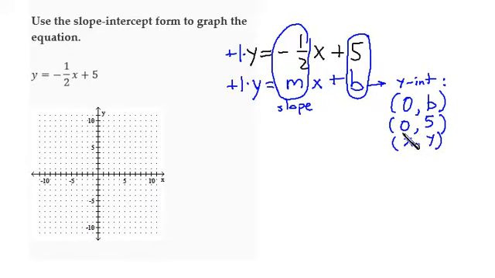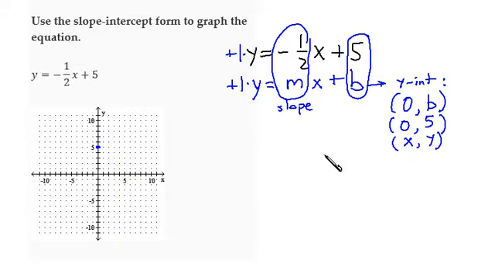So when we go over to our graphing area, we can actually graph the y-intercept very easily. X is 0 in the y-intercept, which means we don't move left or right at all. But y is 5, y is positive, so we move up 1, 2, 3, 4, 5, and we're able to mark a point on the y-axis at 5. So there is one point on our line.